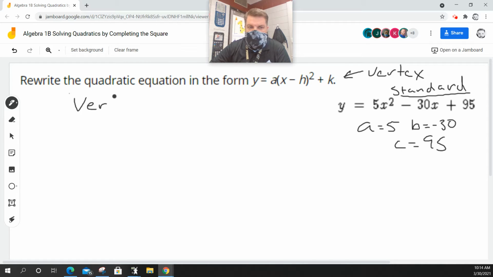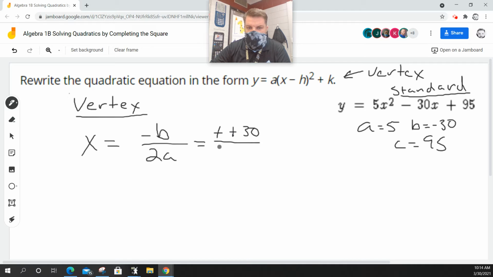Okay. So for the vertex form, the x-coordinate occurs at negative b all over 2 times a. So that would be negative 30, which is a positive, all over 2 times a, which is 5. So you've got 30 over 10, which is just 3. Now, that's also the same value for h.